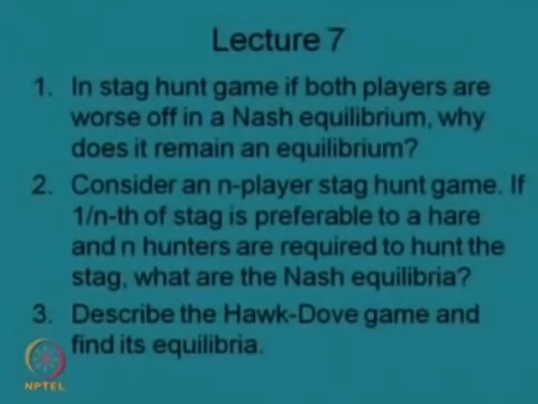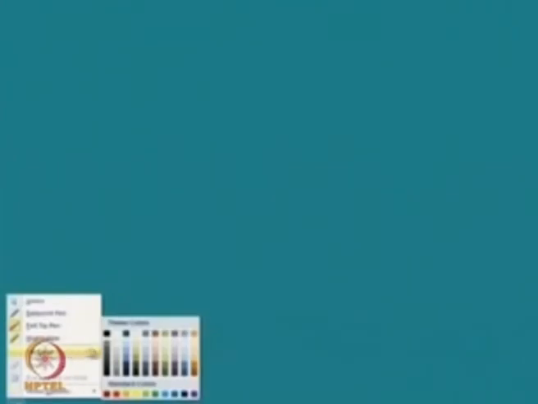The first question is, in the stag hunt game, if both players are worse off in a Nash equilibrium, why does it remain an equilibrium? So the basic idea of Nash equilibrium is being questioned here. So in stag hunt, let us remember how it looks. There are two players, one and two hunters.